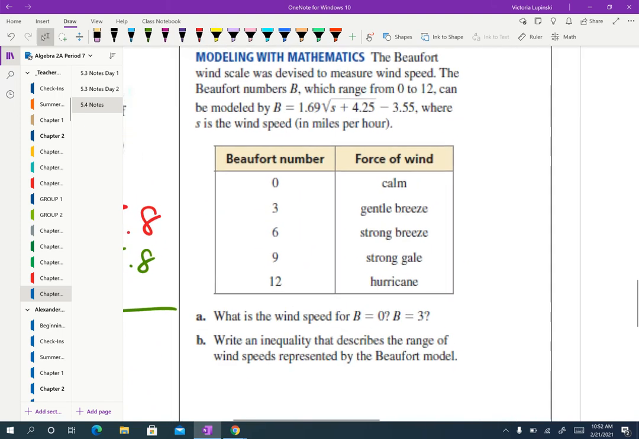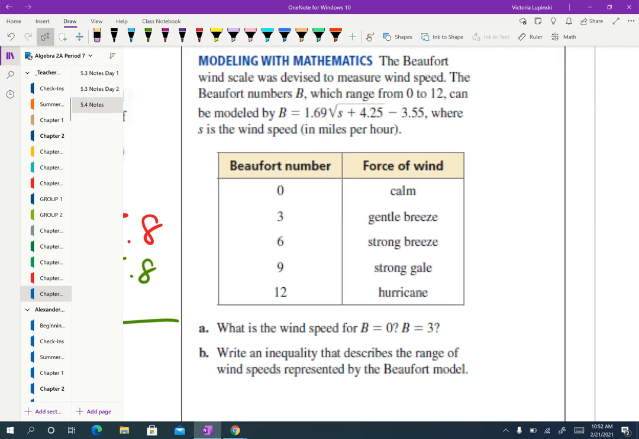So here in our final problem, there is something called the Beaufort wind scale, and it's basically used to measure wind speed. The Beaufort number B can range from 0 to 12, and it's modeled by the following equation. B equals 1.69 times the square root of S plus 4.25, minus 3.55, where S is the wind speed in miles per hour. So again, take a look at the table here just so you can be aware.